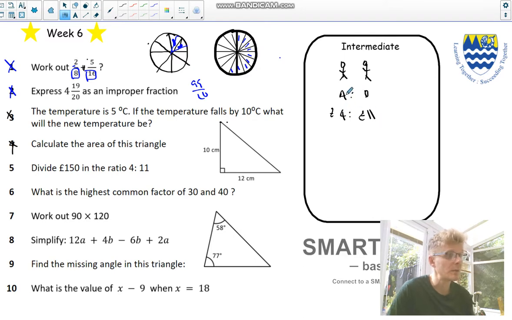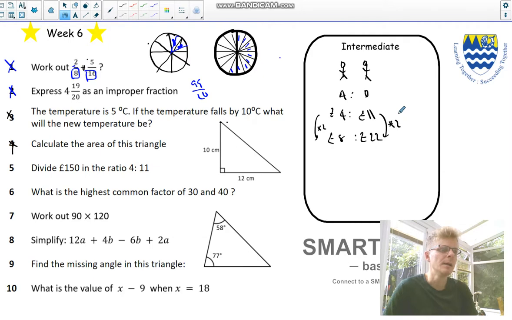Okay, so that's not just a fixed amount. Let's say person A now gets £8, they've doubled their money. Well, to keep it in the same ratio, person B is going to want to double their money too. So that's £22. So person A has got 2 lots of their original 4, and so does person B. They've got 2 lots of their original 11. So it remains in the same ratio. Okay, we've seen this before. As long as we multiply or divide both sides by the same quantity, they remain in the same proportion.